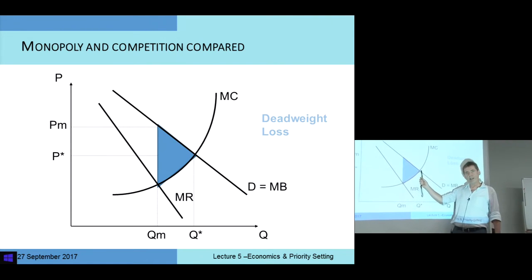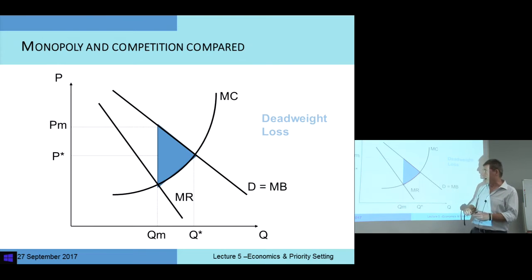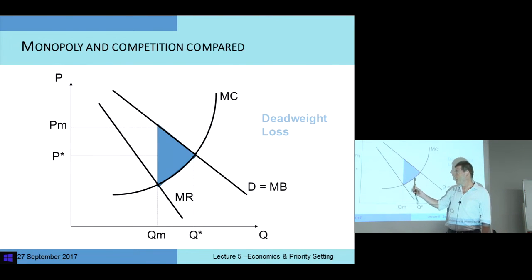Now, right, so retrace. The competitive situation will have us here. The monopolistic situation will have us here. The monopolist is going to reduce quantity to charge a higher price. But society is going to be worse off than we were here, because this area of benefit is lost.